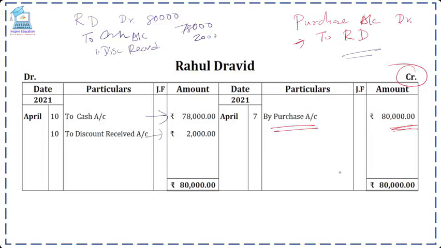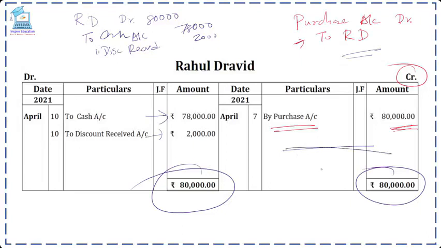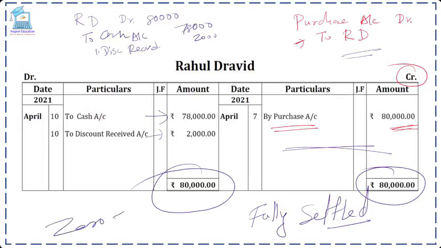So ultimately, what will be the balance? Which side is more? 80,000 is in the credit side, 80,000 is in the debit side. So there is no balance, because this account is fully settled. As already in the journal entry also, we have seen that this account is fully settled. Means there is zero balance. Okay.